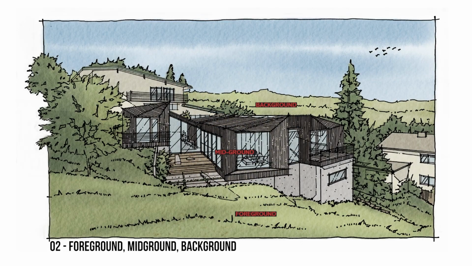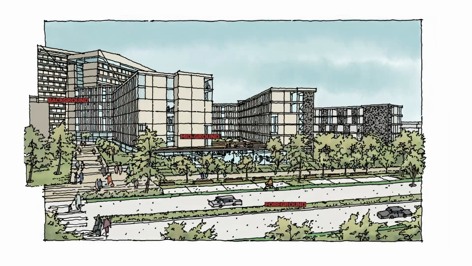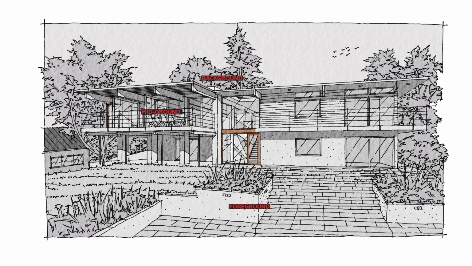Tip number 2 is having foreground, midground, and background in your illustration. Components and objects should be placed in this zone to create focus. Generally speaking, the midground is where the render should focus on. And this is usually true for architecture, interior design, or site plan.